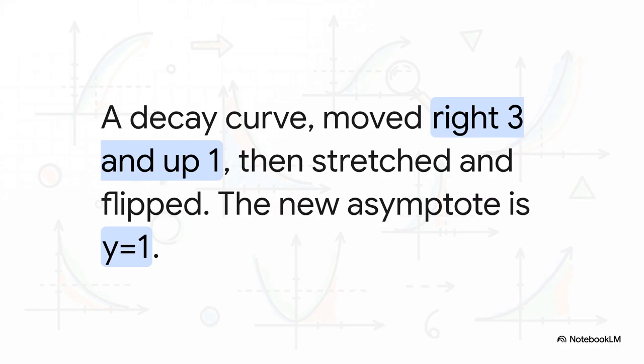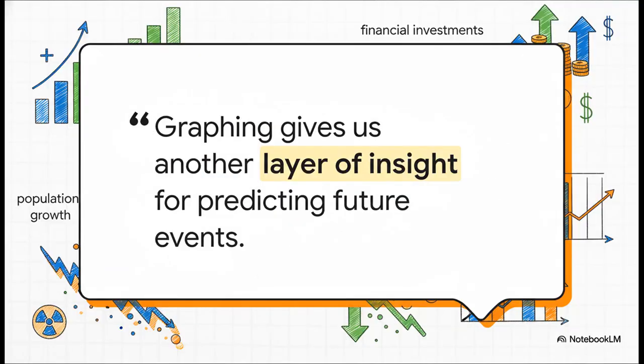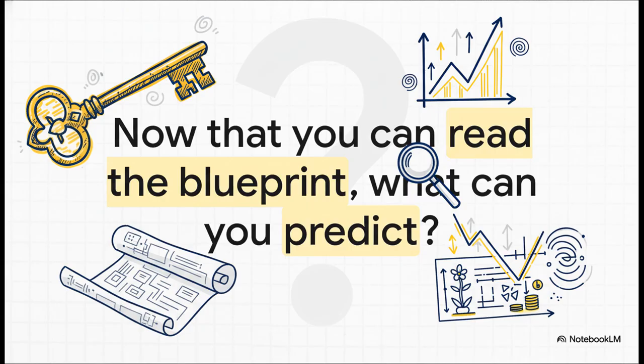Pretty cool, right? And this isn't just about making shapes on a page for a math class. It's so much more. Seeing these pictures gives us this incredible insight. It lets us visualize things like how money grows in an investment, or how a population might change over time. It gives us a way to actually see the future that the numbers are trying to predict. So now you have the key. You can read the blueprint. You can look at a really complex-looking exponential equation and actually see the story that it's telling. So the question I leave you with is, what future could you predict? What story could you uncover?